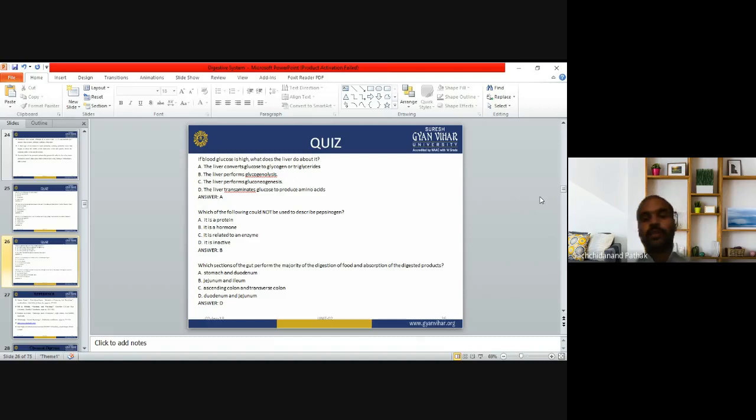So what is correct? Then D will be correct. D is the duodenum and jejunum. Maximum absorption in the small intestine occurs in the duodenum and jejunum. So D is correct.